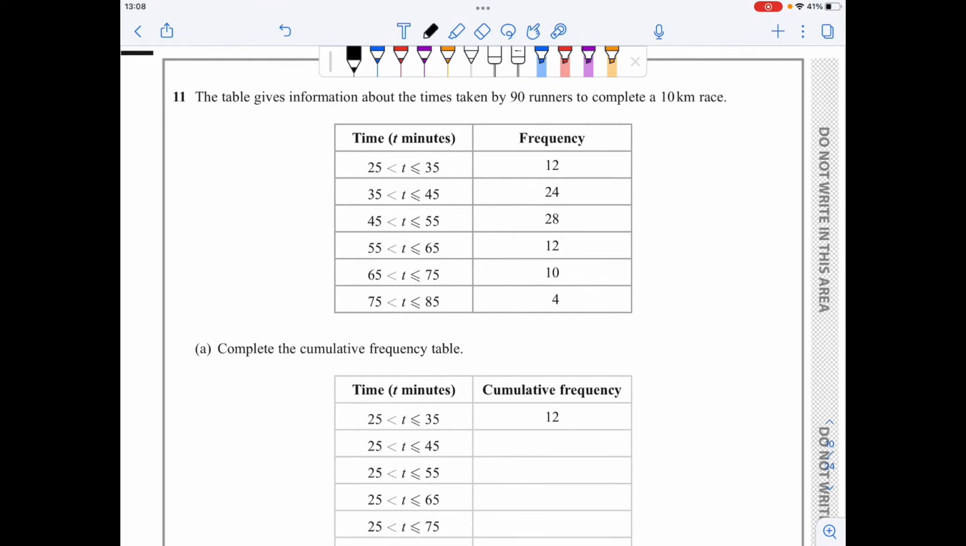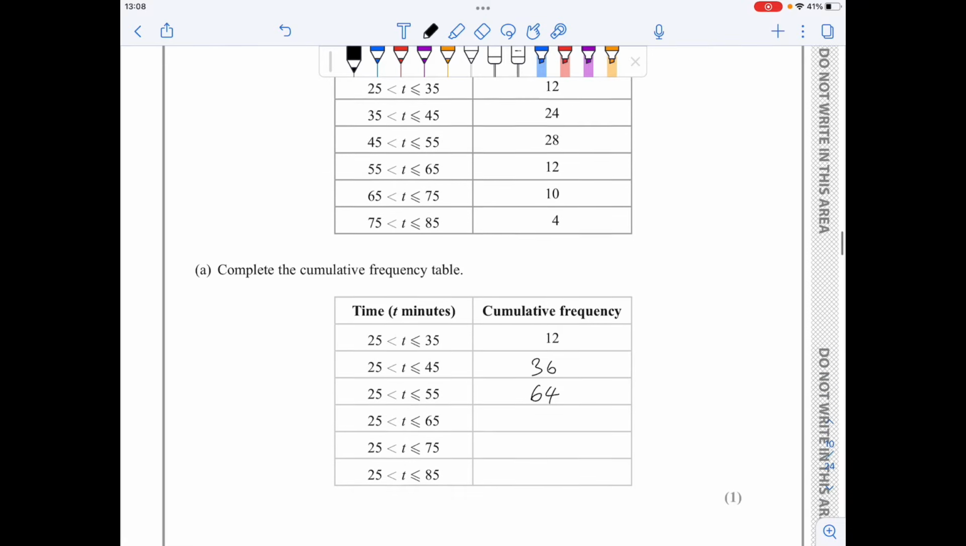For part A of question 11, I'll just add the frequencies to create the cumulative frequency column. So the first one is 12, the second one is 12 and 24, which is 36. The next one will be 12, 24, and 28, which will be 64, and so on. So I get 76, 86, and finally 90.